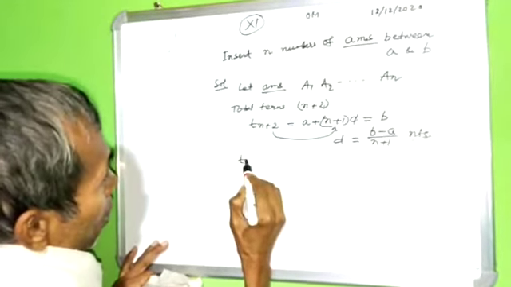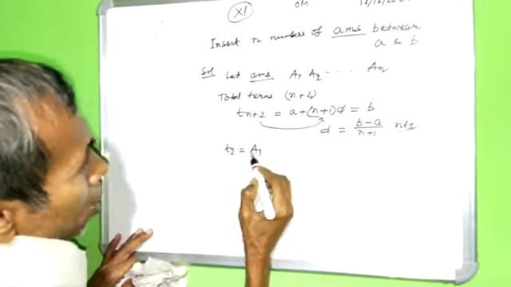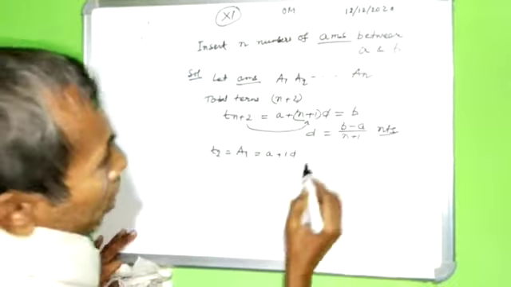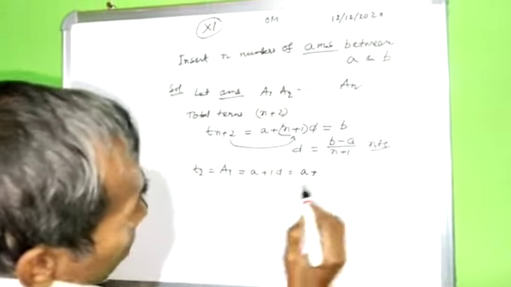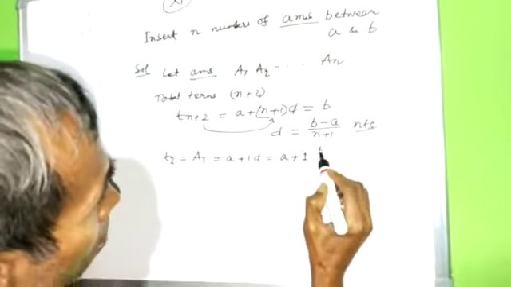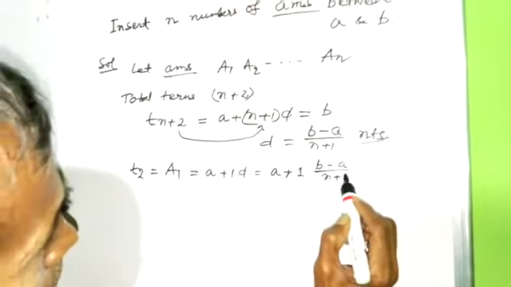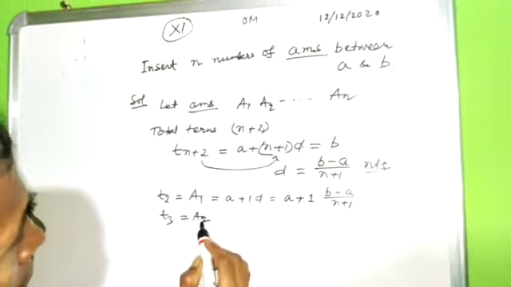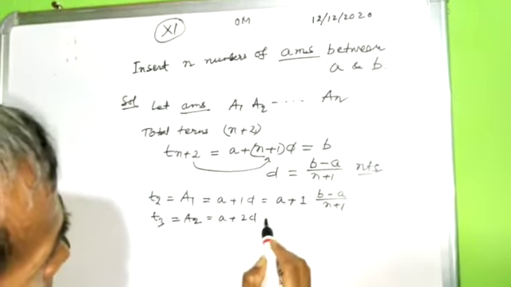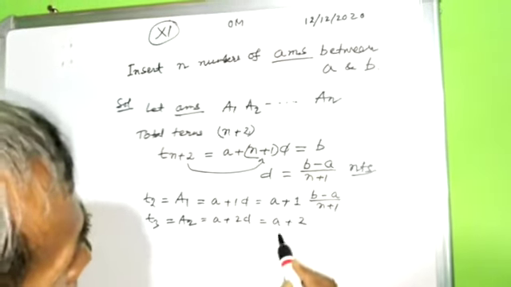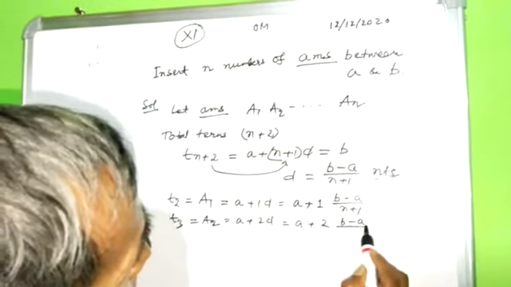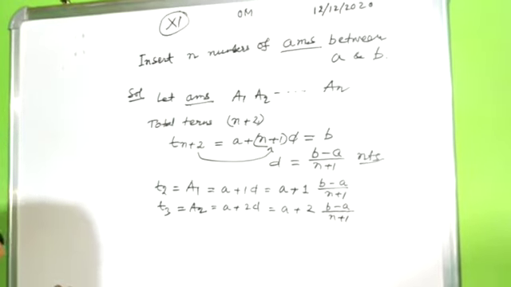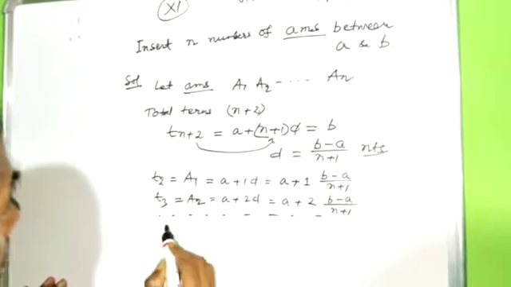Now the second term, T2, equals arithmetic mean 1, equals A plus 1D, meaning A plus (B minus A) by (N plus 1). T3 equals A2, term 3, equals arithmetic mean 2, equals A plus 2D, equals A plus 2 times (B minus A) by (N plus 1). Dot, dot, like this.